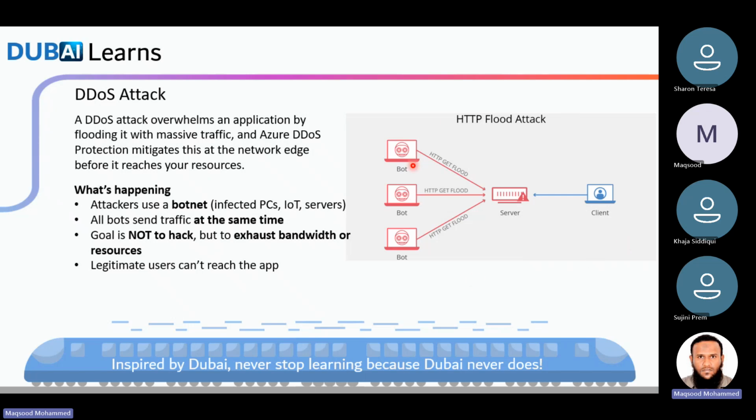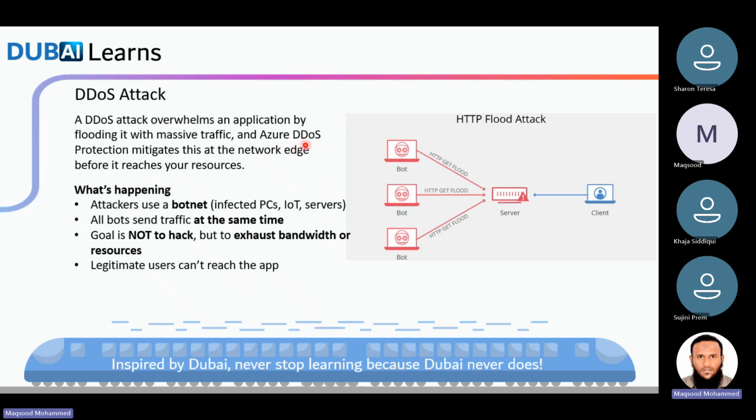So what is a bot? A bot can be anything. If you see here, a bot can be an infected PC, your PC or my PC if it is not properly protected. A malware can be run on that, and that malware can initiate the connection to a particular web server. So what is the purpose of a DDoS attack? A DDoS attack is basically performed to exhaust your resources and make your service unavailable. That's the motive of the DDoS attack. A DDoS attack overwhelms an application by flooding it with massive traffic.